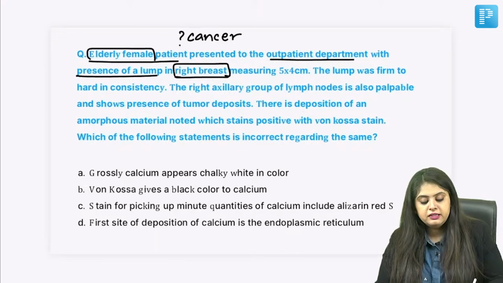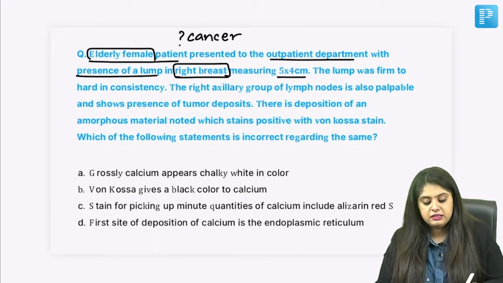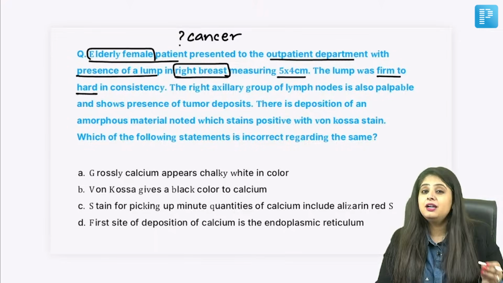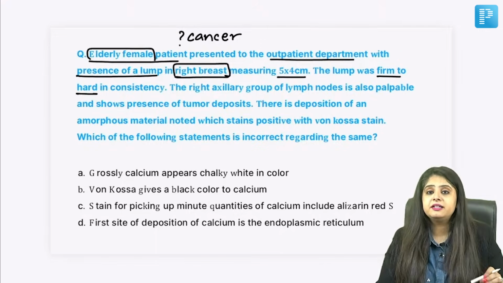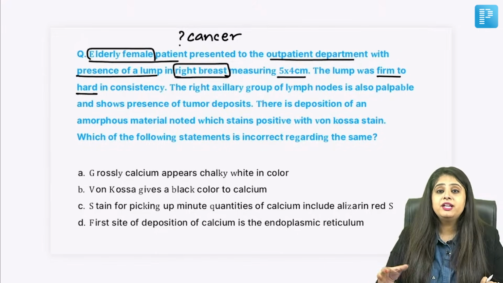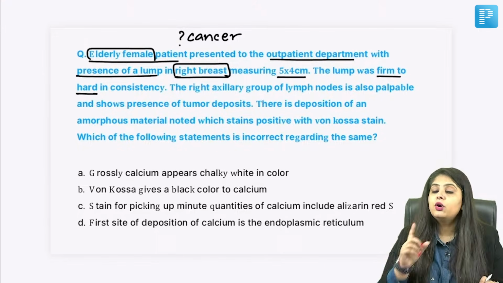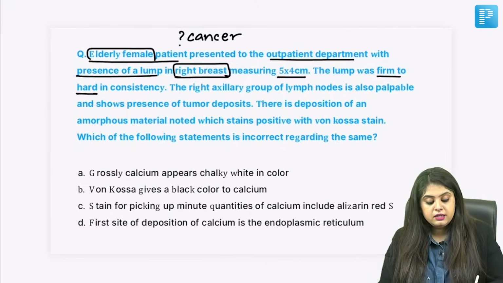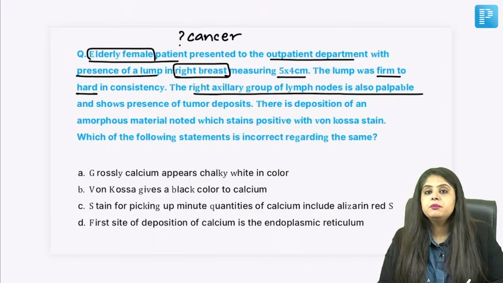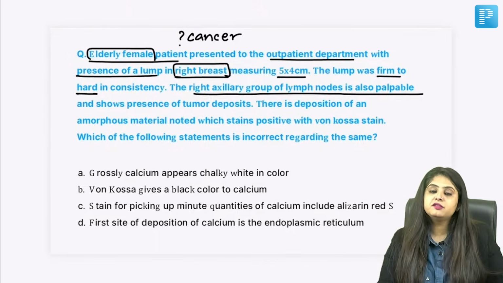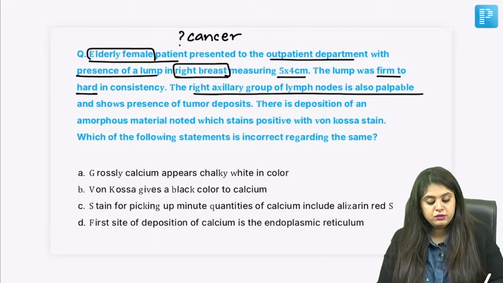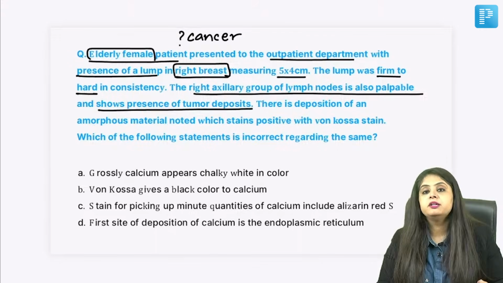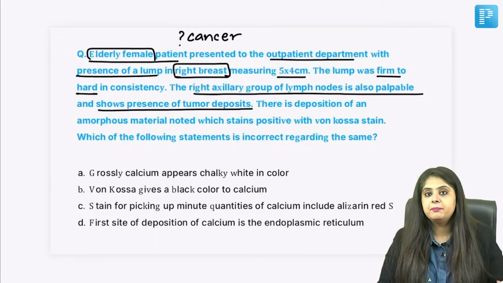Of course. The lump is measuring 5 by 4 centimeters. The lump is firm to hard, further telling you the clinical side. When you touch any lump in the body and it is very hard like stone, you always think of cancer. It was hard. The lymph nodes were also palpable. That means the cancer has spread. It has gone to the lymph nodes also. And the lymph node is showing tumor deposit. The examiner has told you it is cancer, for sure.